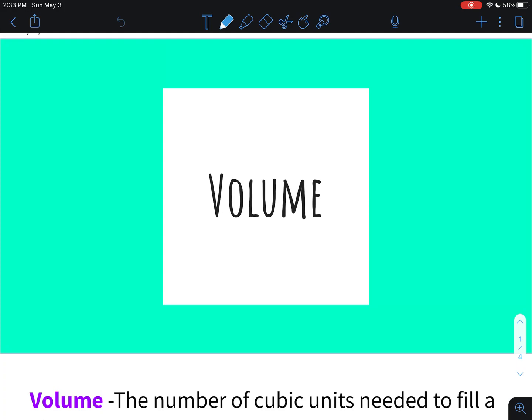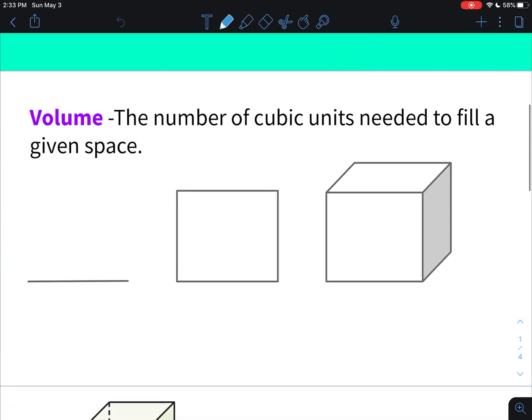Hey guys, today we are doing volume. So just to give you a little refresher on what volume is, because I know you kind of touched on it in 5th grade. The volume is the number of cubic units needed to fill a given space.